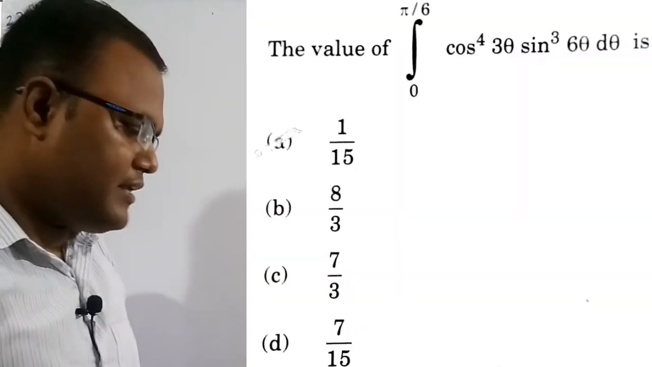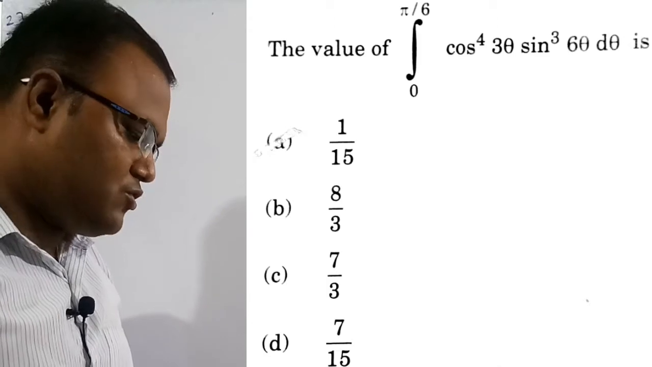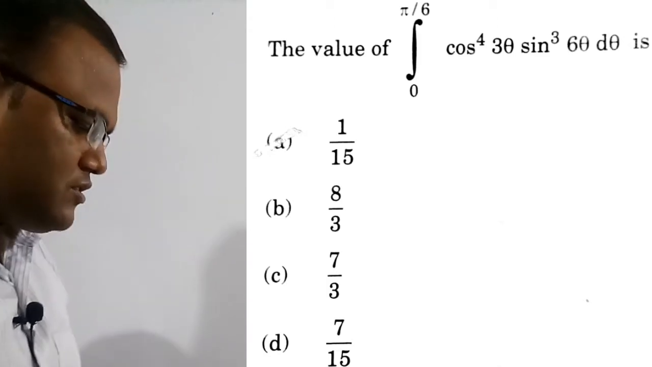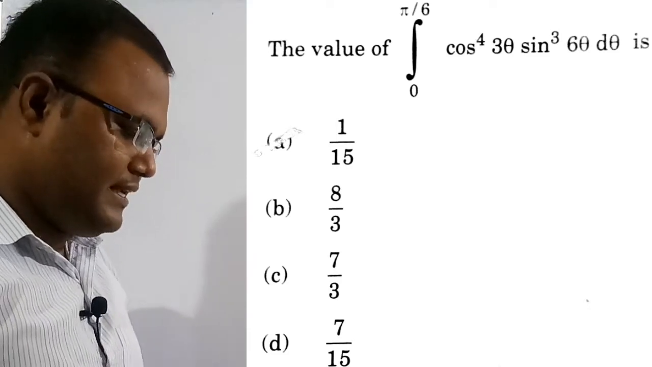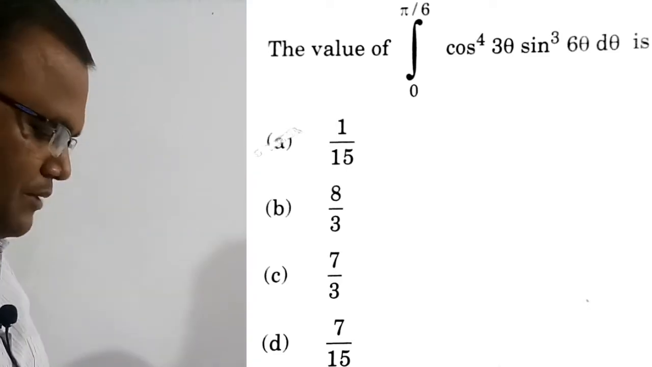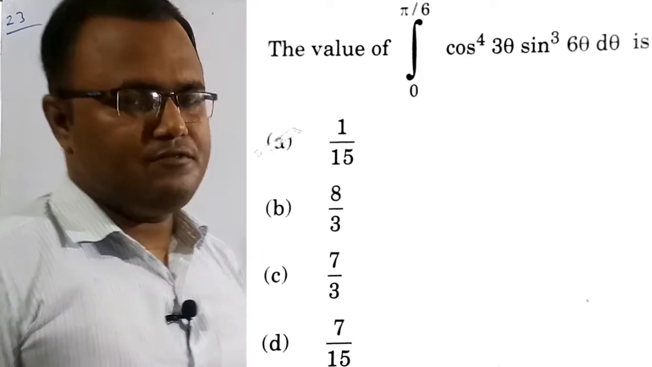So now we are going to solve the 23rd question. See the question here. The value of the integration from theta equal to 0 to pi by 6 of cos 3 theta whole to the power of 4 into sin 6 theta whole to the power of cube d theta, we need to figure out. What are the four options? 1 by 15 is the correct solution of this question.